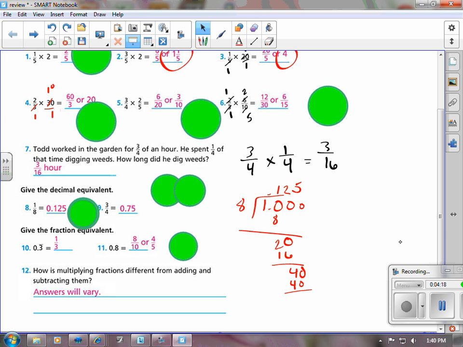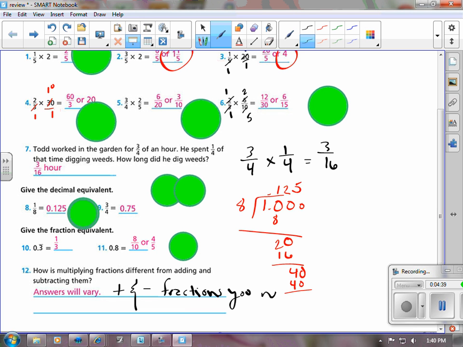How is multiplying fractions different from adding and subtracting them? Guys, you need to say something to the effect of, when you add and subtract fractions, you have to find a common denominator. But when you multiply, you just multiply across. Plus and minus fractions, you need a common denominator. Right? Okay, going forward.